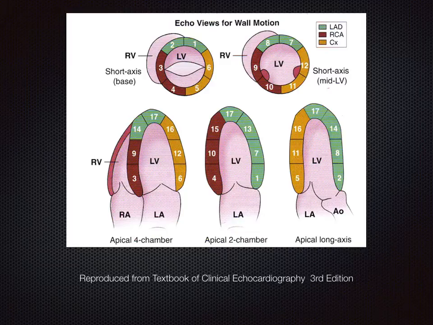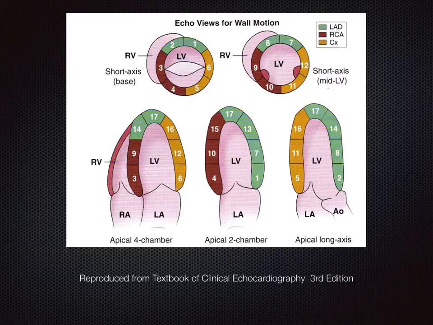The circumflex is shown as an orange colour, and the right coronary artery is shown as a red colour. So those areas typically give blood supply to that particular part of the left ventricle. So you can see, looking at these views, you get a very good view of what is normally supplied.